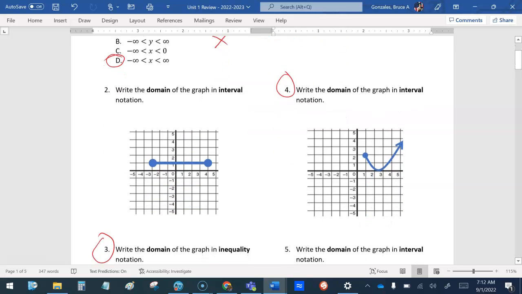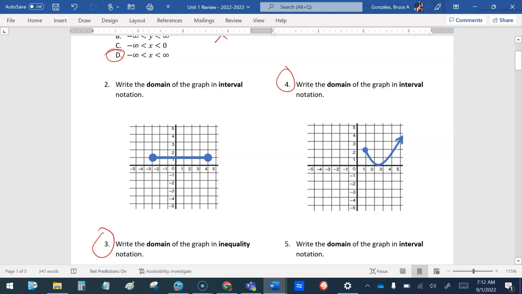Number 2, write the domain of the graph and the interval. So again, domain is x, and x is from left to right. All right, so the domain, the furthest left it goes is -3. And since it's shaded in, I'm going to put less than underlined. Domain is x. And it goes all the way to the right to 4. It's shaded in, so less than underlined 4. It is including those endpoints.